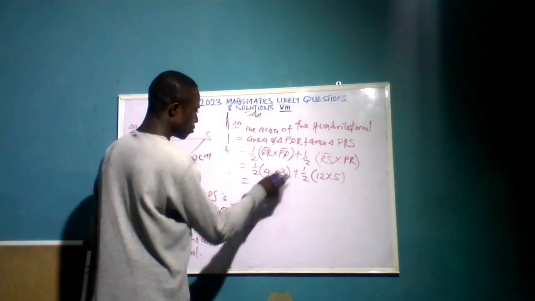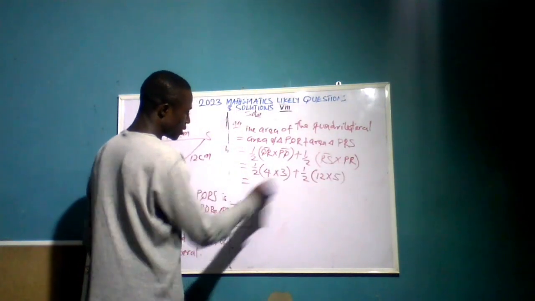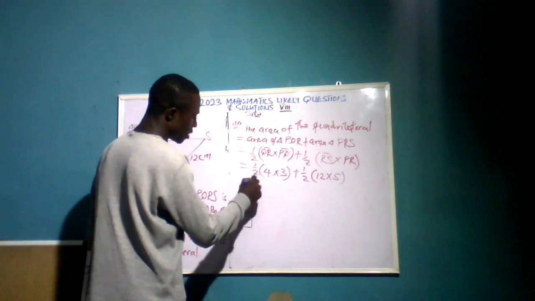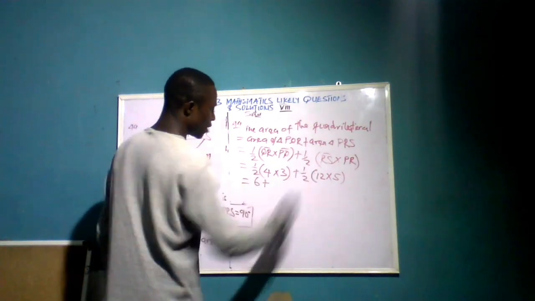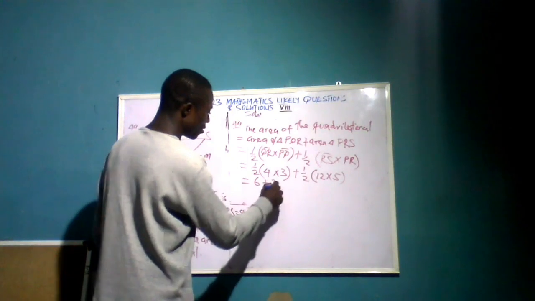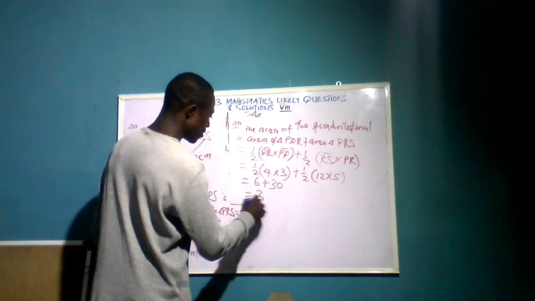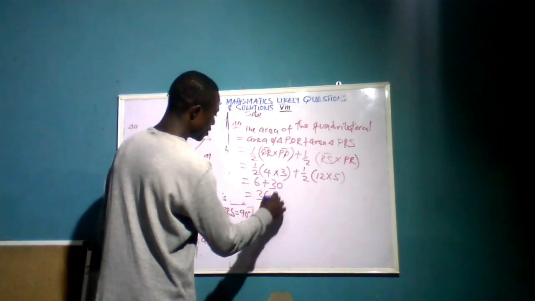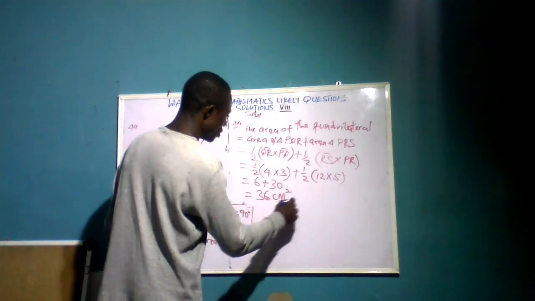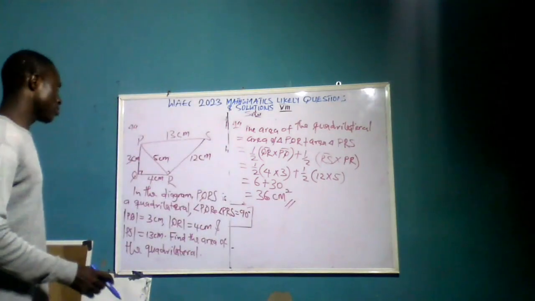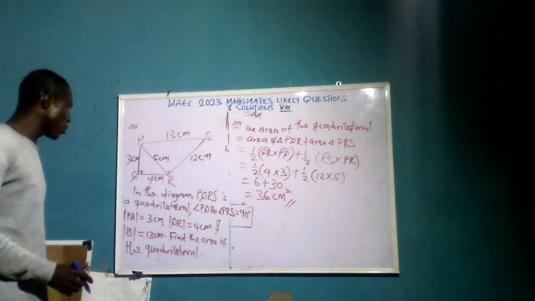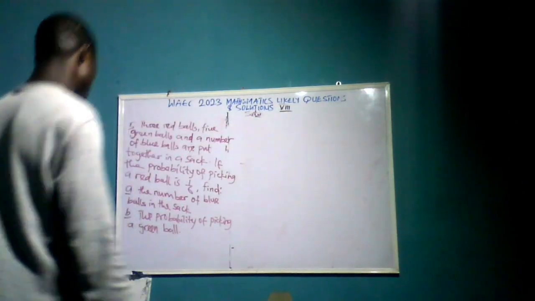And this is equal to 4 times 3, that is 12, and half of 12, that will be 6, plus 12 times 5, that's 60. Half of 60, that will be 30. So therefore, 36 centimeter cube is the area of the quadrilateral. So that is that. Now question 4a. Now let's take question number 5.